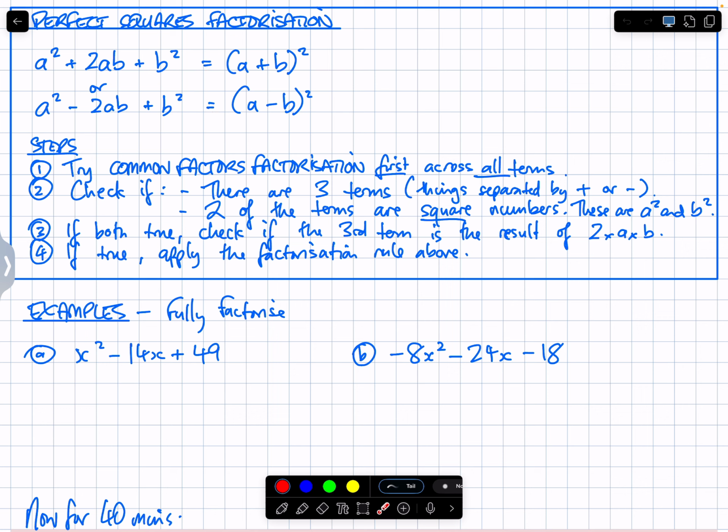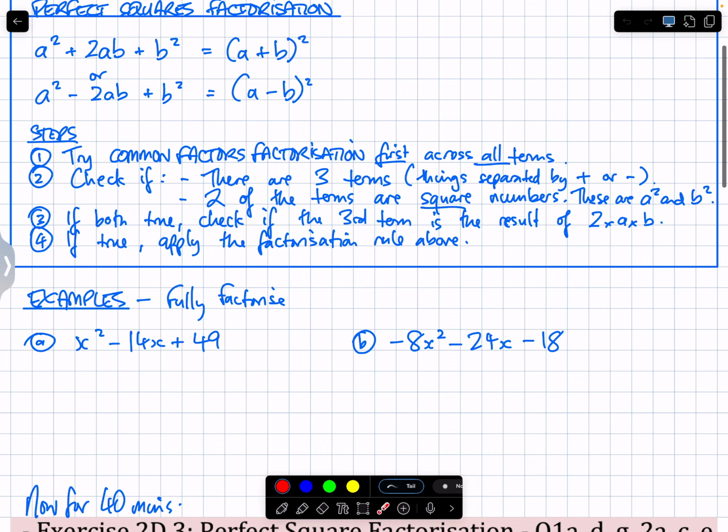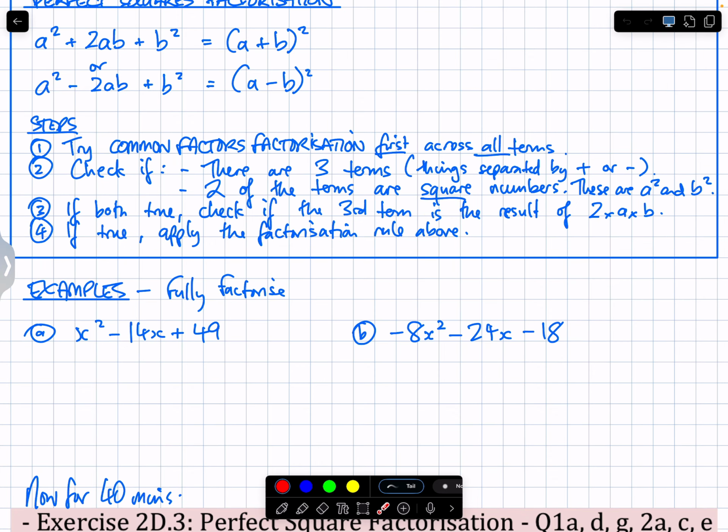Can you just make sure you've got 4 steps there? And then I'll demonstrate with the 2 examples, an easier one and a harder one. You'll work for 40 minutes and then I've got some extra incentive there for you to do some practice.